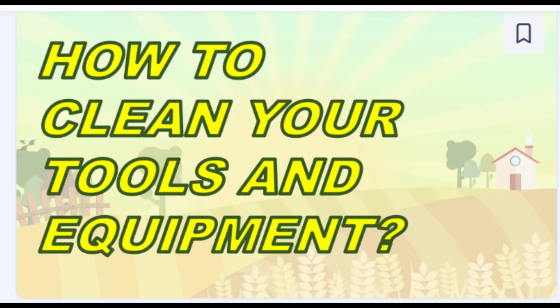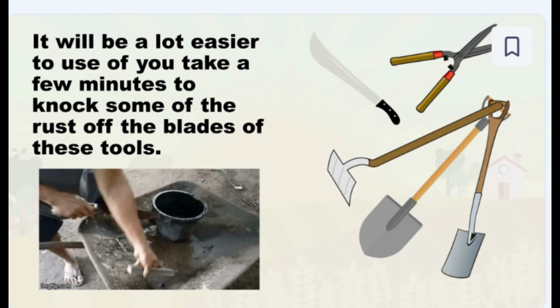Now, we will need to learn how to fix tools and equipment. Now, how to clean your tools and equipment. First, your shovel, spade, or hoe, or even the blades on a hedge trimmer will be a lot easier to use if you take a few minutes to knock some of the rust off the blade. Not only will this extend the life of the tool, but it will also cut through the soil better, and thus require less effort to use if it has a nice sharp blade.